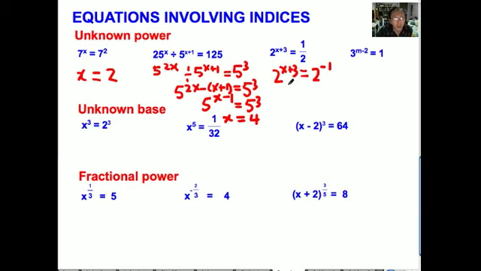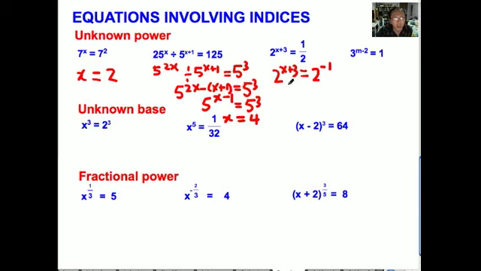In this example, remember that 1 can be expressed to any base. In this case, we need it to be base 3. So 1 is expressed as 3 to the power of 0. And now the base is the same. We equate the power, giving us m equals to 2.